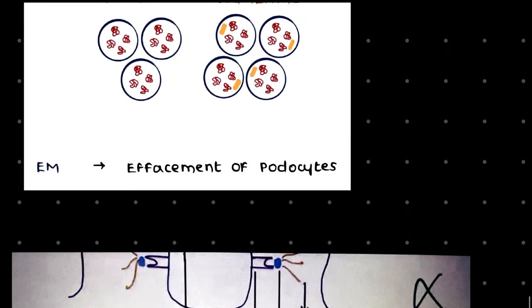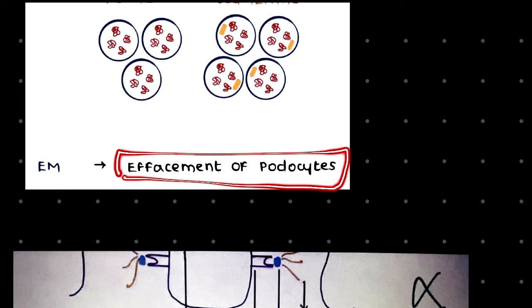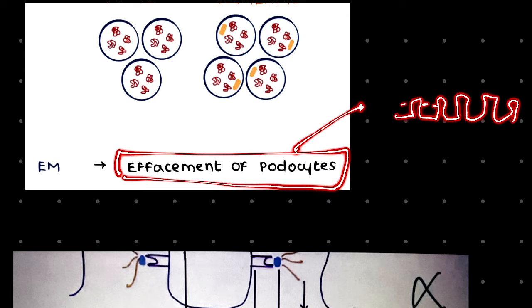And when we look at it through electron microscope for diagnosis, we'll see the effacement of podocytes. As we have discussed many times in previous lectures, podocytes are visceral epithelial cells. They contain negative charge, and this negative charge normally doesn't allow proteins to pass or get filtered, because proteins also carry negative charge, and this causes repelling.